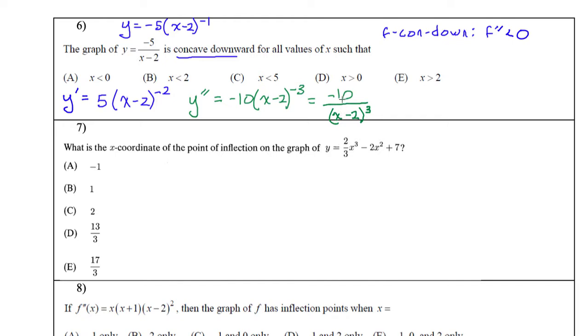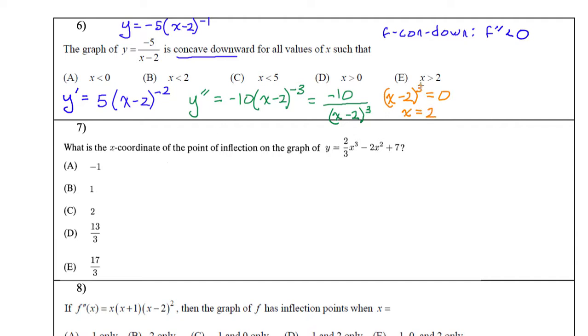So how do I find critical or possible inflection points? I was about to say critical values, but we're in the second derivative. I set this thing equal to 0. Obviously, at the top, I can't set it equal to 0 because negative 10 can't be 0. But the bottom can be equal to 0, and that's where f prime does not exist, or f double prime does not exist. It's a potential inflection point. So let's see what happens if I set the bottom to 0. So x minus 2 quantity to the power of 3 is equal to 0. Cube root both sides and add 2 to both sides, you get x is equal to 2.